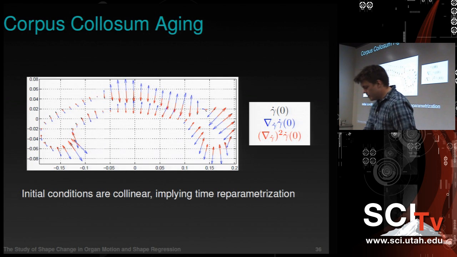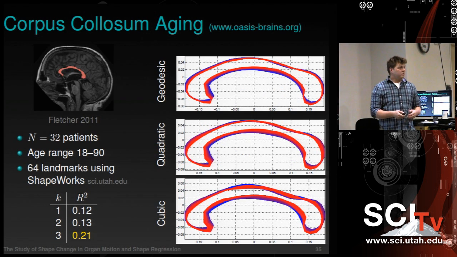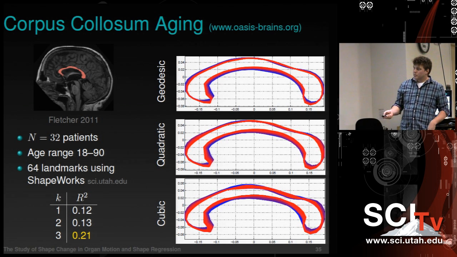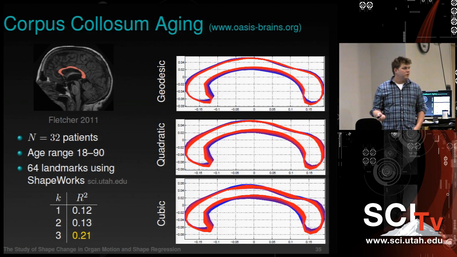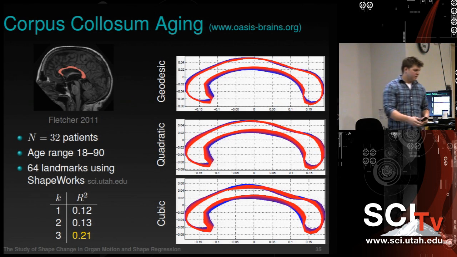So that means that this curve could possibly be generated by a single geodesic regression, but where we reinterpret the time variable, we pass it through some cubic transform. So even though we have a 0.12 R squared for our geodesic regression, this is indicating that we might be able to get up to 0.21 by just reparameterizing the independent variables.